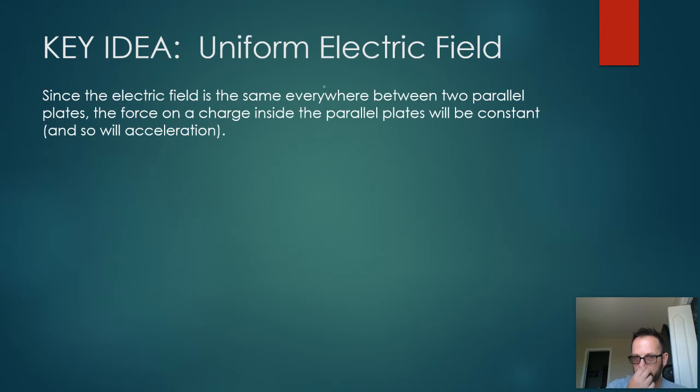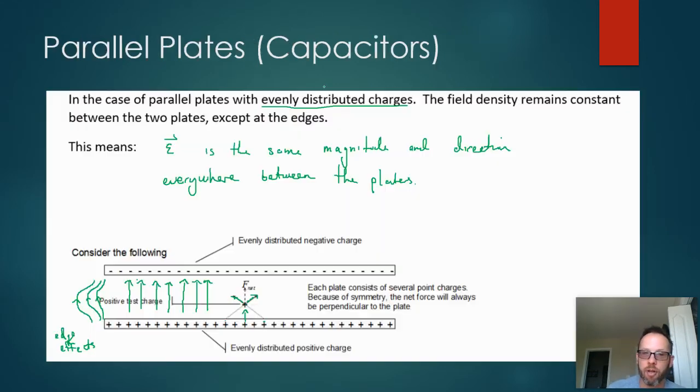All right, so key ideas. Since the electric field is the same everywhere between the two plates, the force will be constant, and so will the acceleration. So we've already established the electric field is the same. That means that if you place a test charge anywhere inside there, it'll experience the same force and the same acceleration, which is interesting because if it's the same acceleration, we know how to quantify that, and we can actually predict the motion of a charged particle inside parallel plates. Because if it's constant acceleration, we know how to handle that.